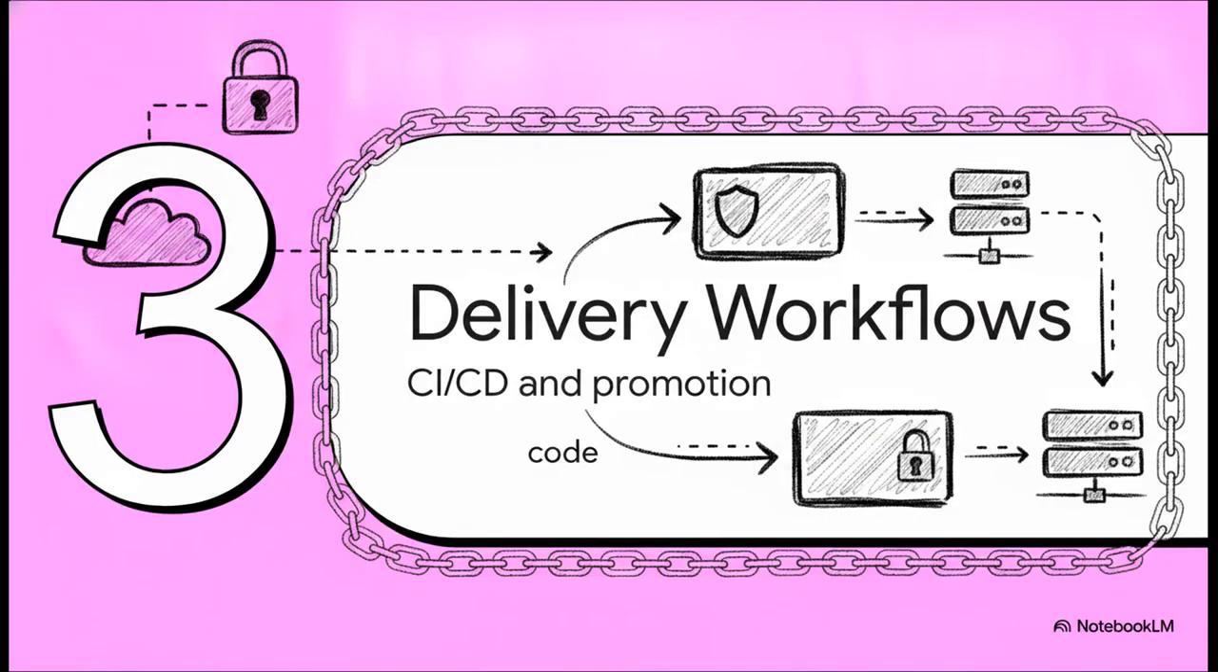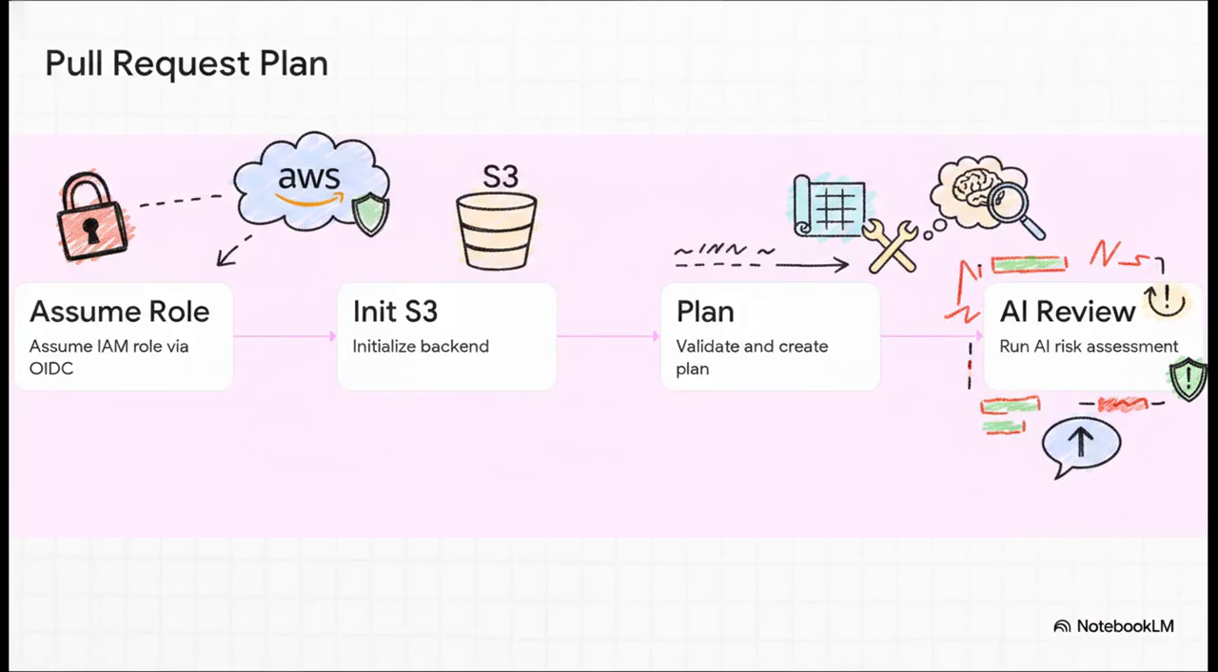Let's jump into Section 3, CI/CD delivery workflows. The workflow starts with a pull request plan. When a developer opens a PR, a workflow fires off that assumes the correct IAM role via OIDC and initializes that secure S3 backend we just talked about. It formats the code, validates it, and creates a Terraform plan.